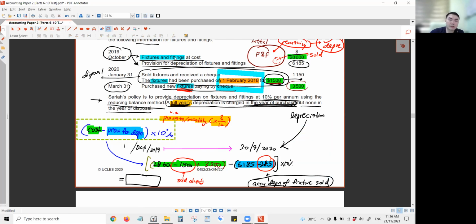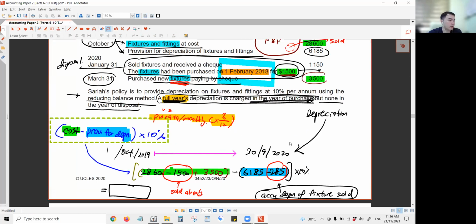I know it looks complex. Yes, this is one of the most complex calculations that you can ever see for depreciation. So if possible, please redo this question over and over again, then compare against the mark scheme. This is 28600, okay? There's a 0 here.